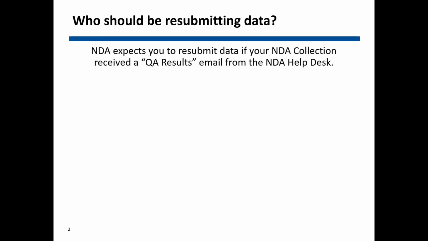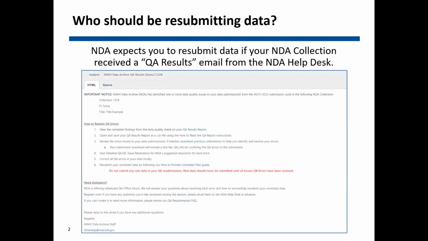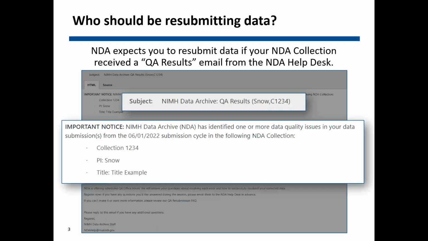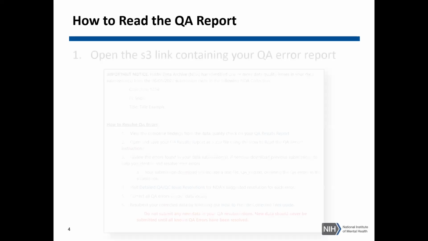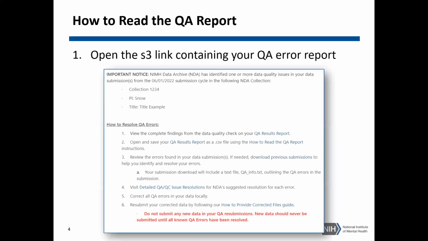NDA expects you to resubmit your data if your NDA collection received a QA results email from the NDA help desk. And this will look something like this, with a subject saying NIMH data archive QA results with your PI's name and your NDA collection ID. So once you get your QA errors email, you can find the QA report in this S3 link under how to resolve QA errors. It's in step 1 right here.